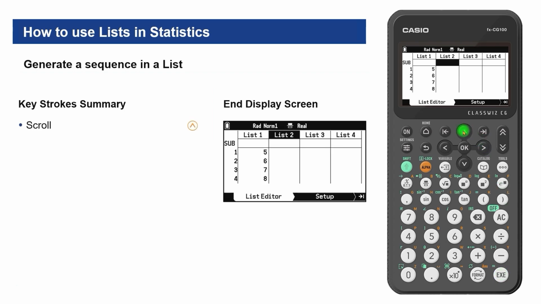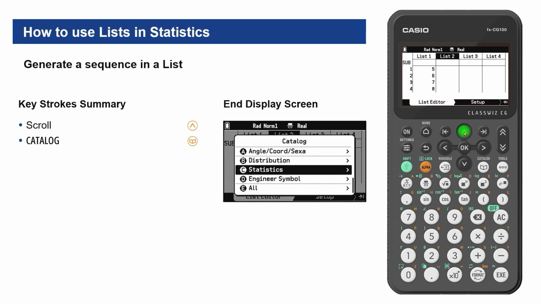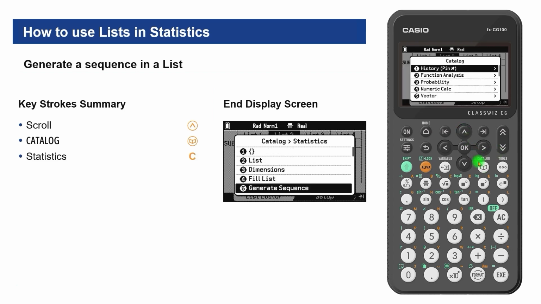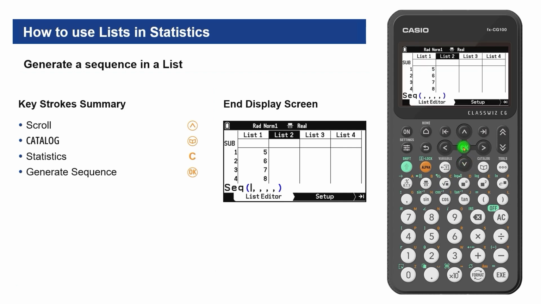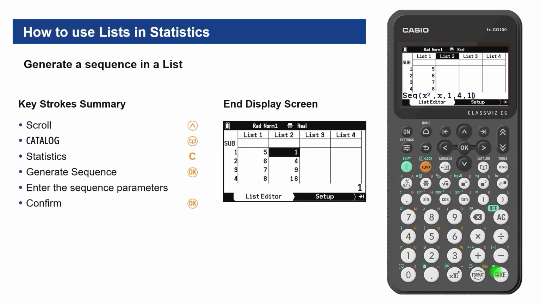Scroll to highlight the list header. Press Catalog and select Statistics as before. From the menu, select Generate Sequence. This opens the sequence template, so enter the parameters for the sequence starting with the function and variable. Then the start value of the variable, the end value, and the interval. When ready, confirm to generate a sequence of square numbers from 1 to 4.